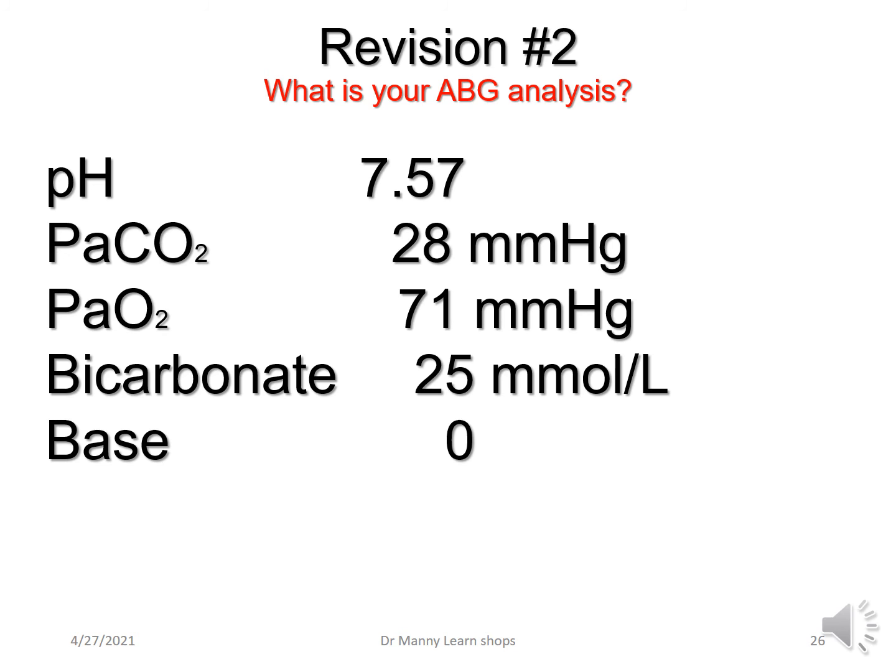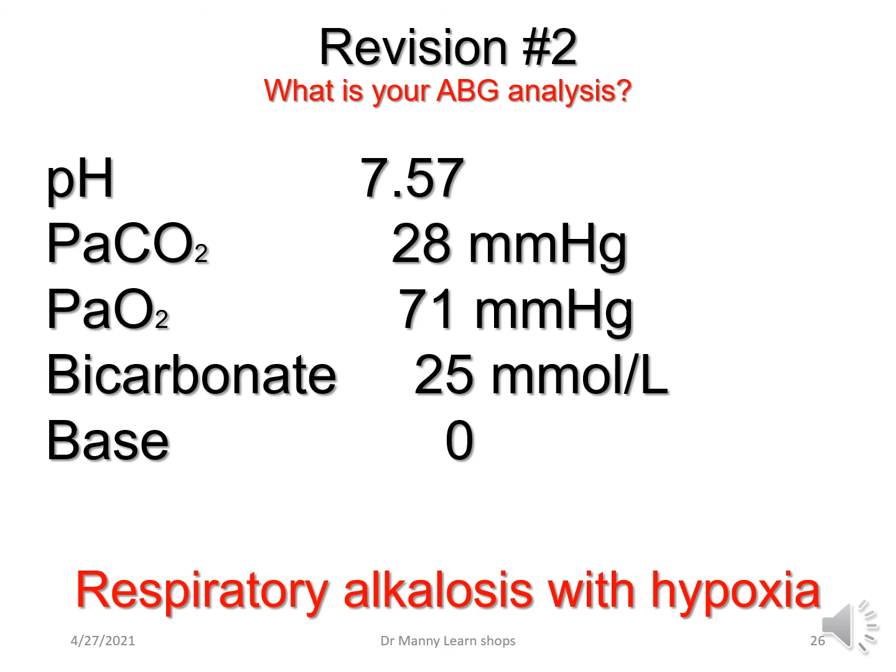PaCO2 28. They're hyperventilating. It's less than 35. Bicarbonate and base are normal. PaO2, however, is low. They're hypoxic. And we'll just assume that they're on room air. So the interpretation is respiratory alkalosis with hypoxia.